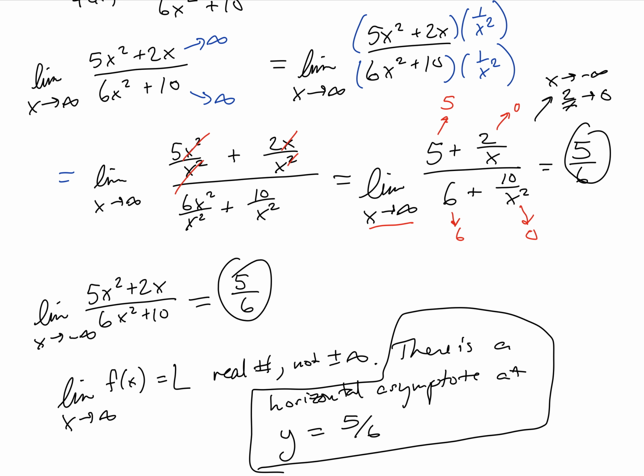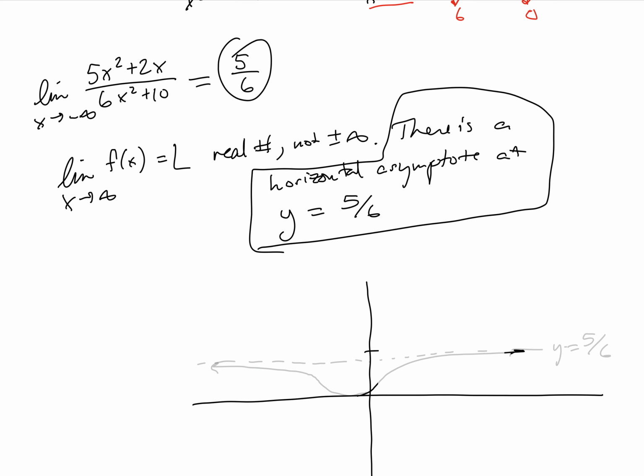If you graph this function on your calculator, you'll see something that looks kind of like this. There's a horizontal asymptote at 5/6, so just below 1. And this particular function is going to look something like this. It's going towards 5/6 from below, but never quite hitting it. Later on, we'll do curve sketching, and we'll have a better idea of how to graph these functions in general in more detail. But for now, we've just got a horizontal asymptote at y equals 5/6.